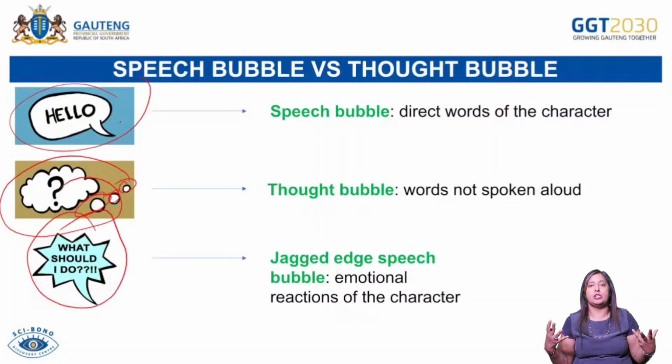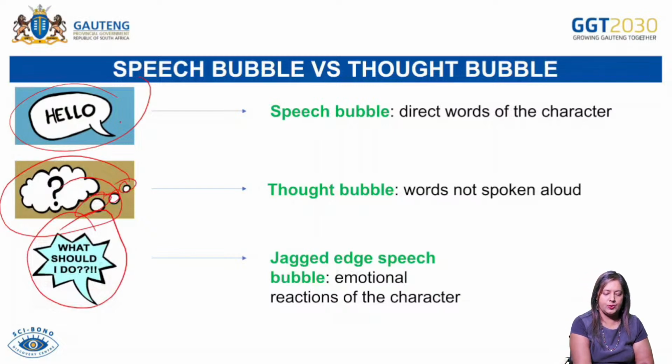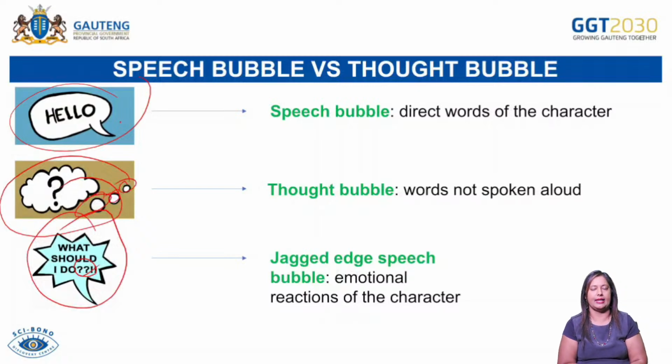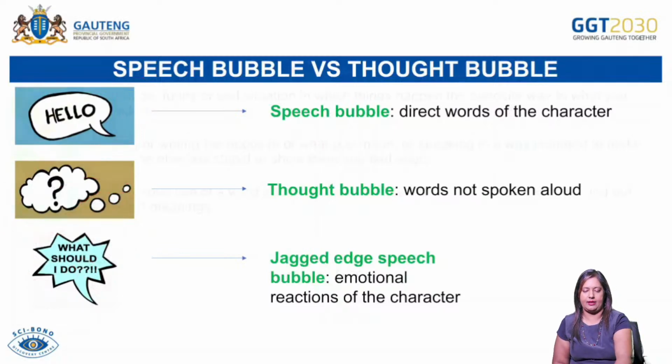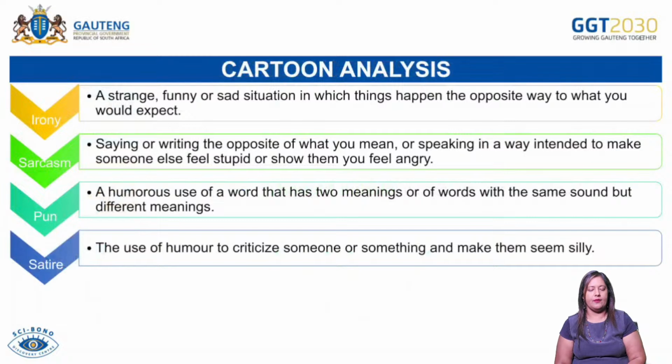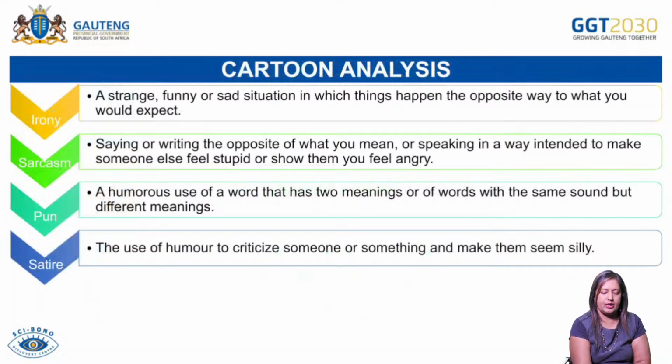You've said all these things to me. What should I do? How should I react? What am I supposed to do? All of that will come in with the jagged edged speech bubble. Notice as well, you would have question marks and exclamation marks being used in that instance. It is showcasing the various emotional responses of the character. Okay, then concepts like the following. Irony.